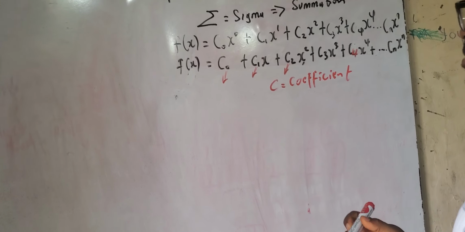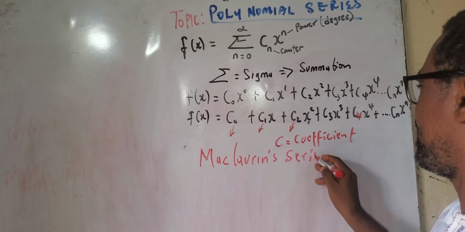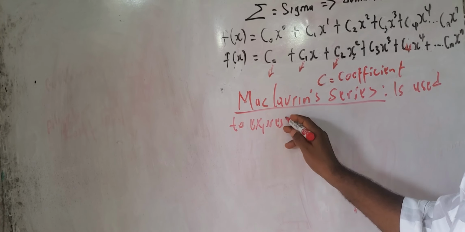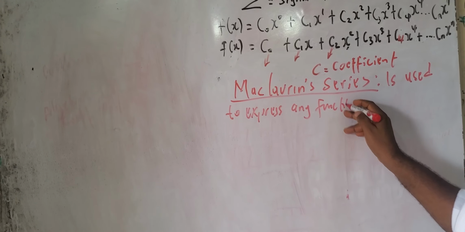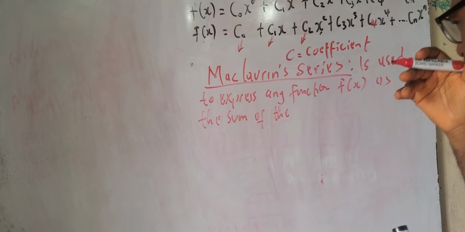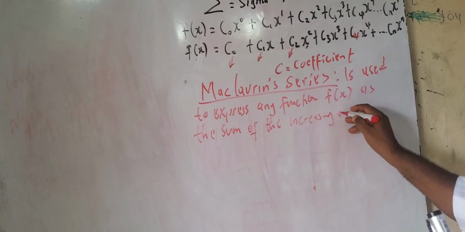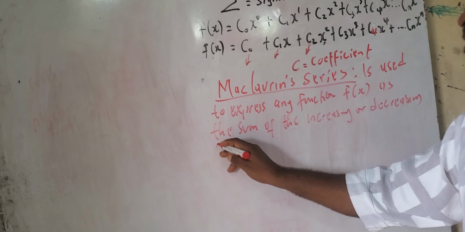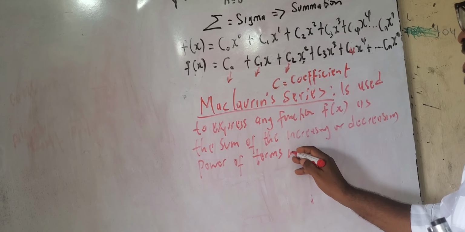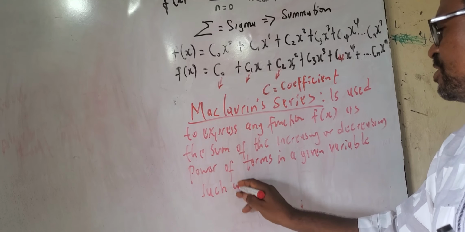Now, I want to generate what is called Maclaurin series. Maclaurin series is used to express any function f of x as the sum of the increasing or decreasing powers of terms in a given variable, such as variable x.